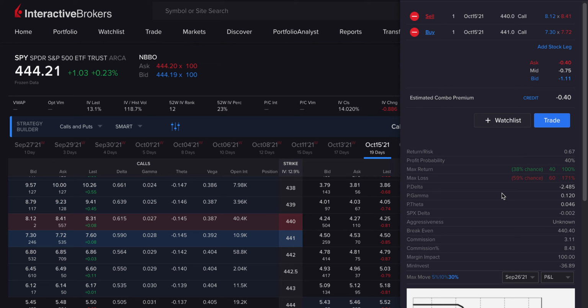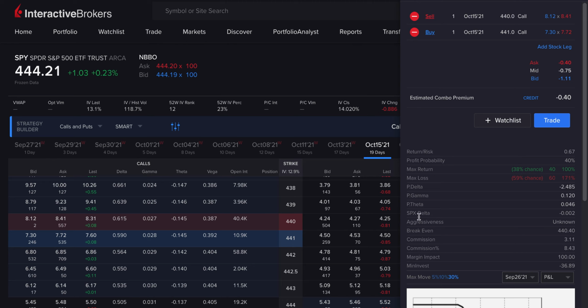So take a look at the P&L profile here. We have our max return, which is 40. That's what we're getting up front. Notice how we're getting money up front, so it will result in a net credit. And we have a max loss of 60. Now, where do they get this number, this $60 from?